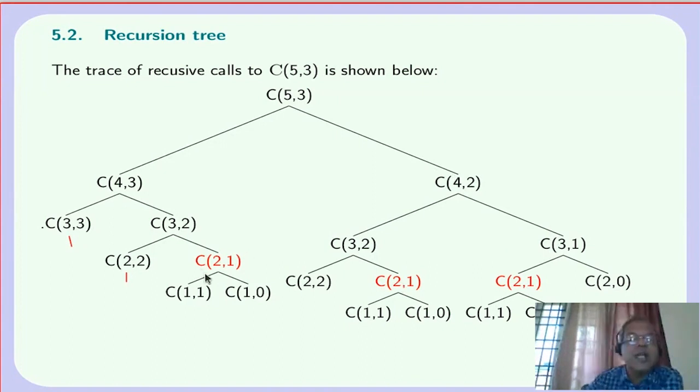I have just illustrated one subproblem with duplicates. C of 2 comma 1 had 3 instances. Here is the C of 2 comma 1. Here is another C of 2 comma 1. Here is another. The subproblem is C of 2 comma 1. A blind recursive algorithm computes the solution to C of 2 comma 1 three times. Therefore, these are overlapping subproblems.